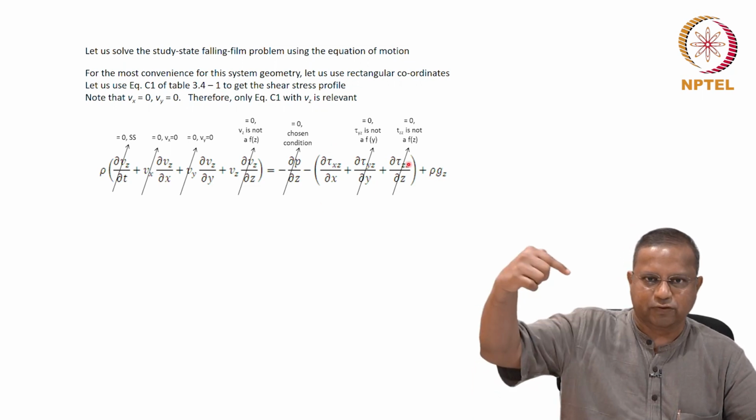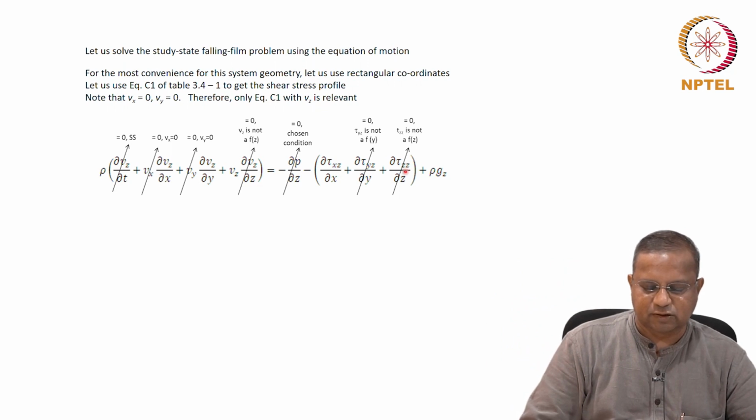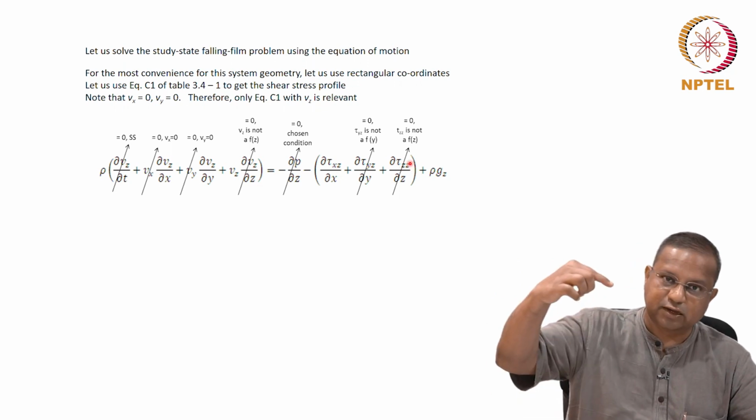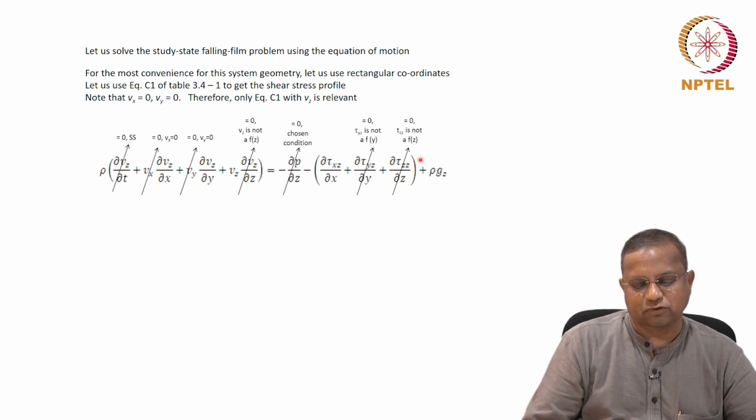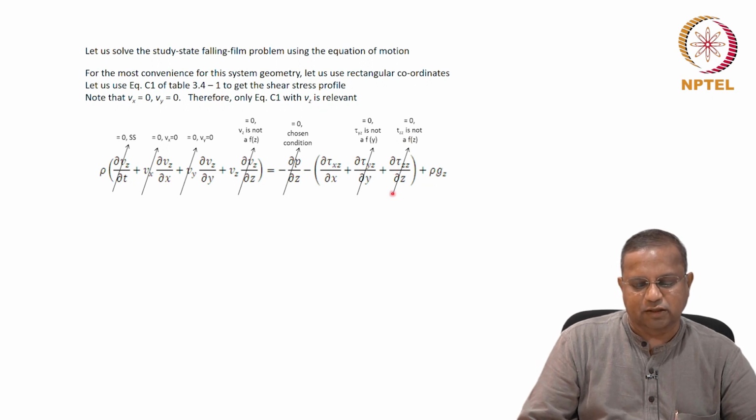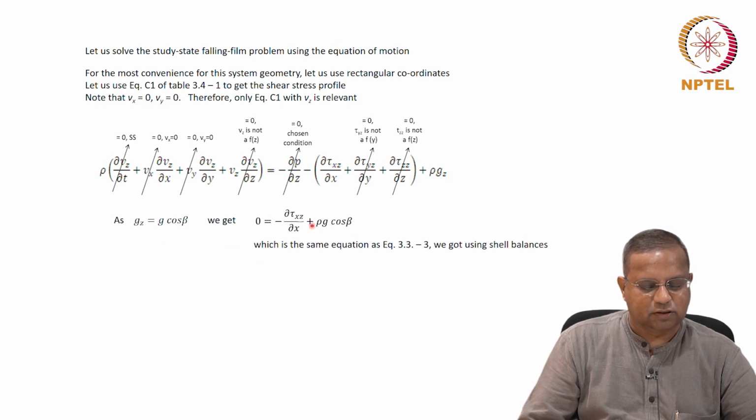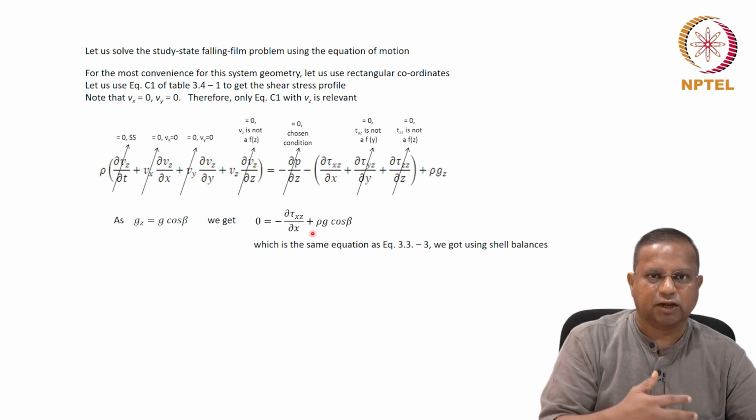Similarly, because of the velocity in the z direction, the second subscript here, is there a velocity gradient in the z direction? There is no meaning also there. Okay. So in this case there is no meaning. Therefore, this term goes to 0, and we got this expression. Okay, I think I've given it to you of this form. This one goes to 0, and what is left on the left hand side is minus dou x of tau x z plus rho g cos beta, which is the same equation that we got by using shell balances.